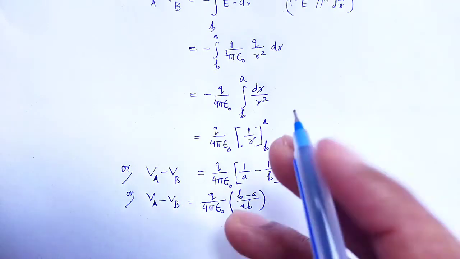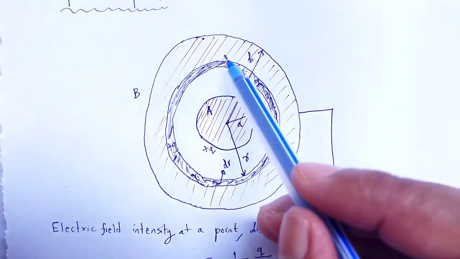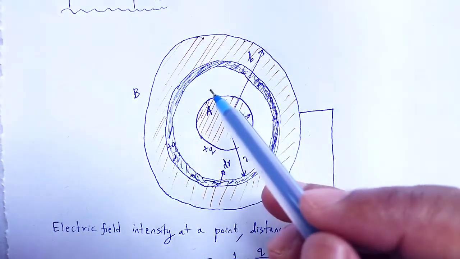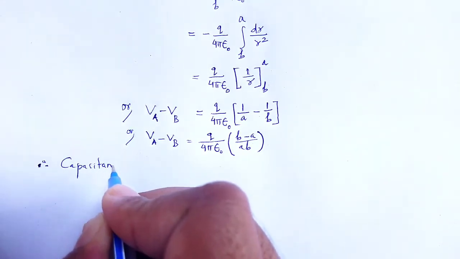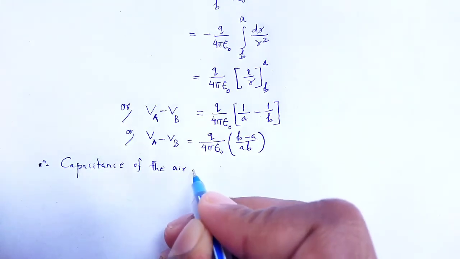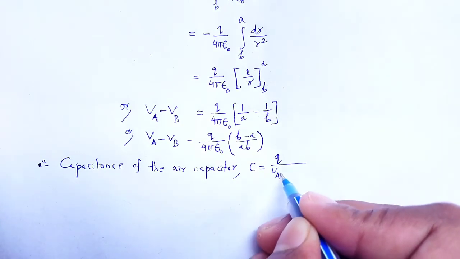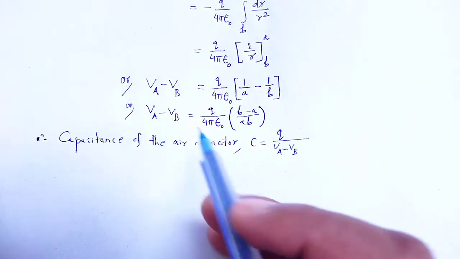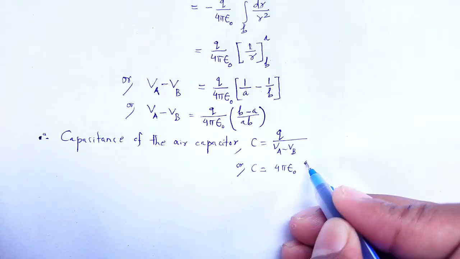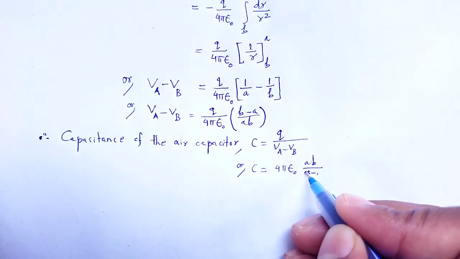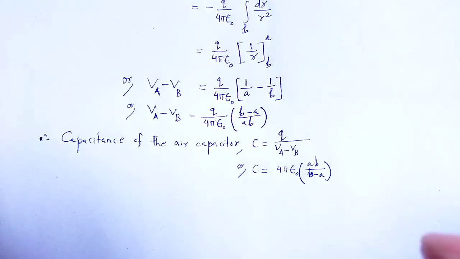Now the capacitance of the air capacitor. We take that expression taking the medium between these two spherical metals to be air. So the capacitance of the air capacitor, C is equal to Q divided by the potential difference VA minus VB. Putting the expression of VA minus VB, Q cancels out, so C is equal to 4 pi epsilon naught AB divided by B minus A. This is the capacitance when the medium between the two spherical metals is air.